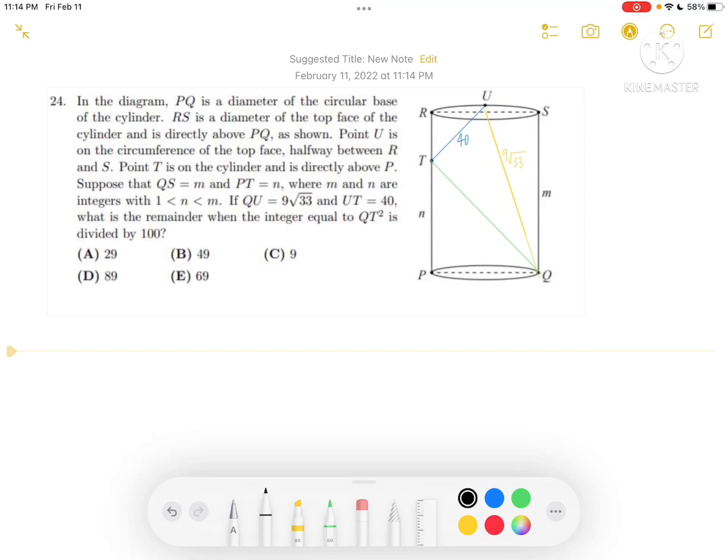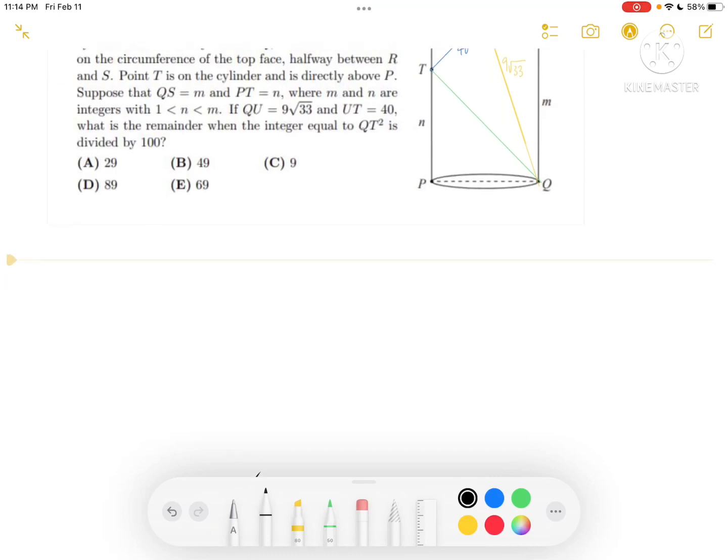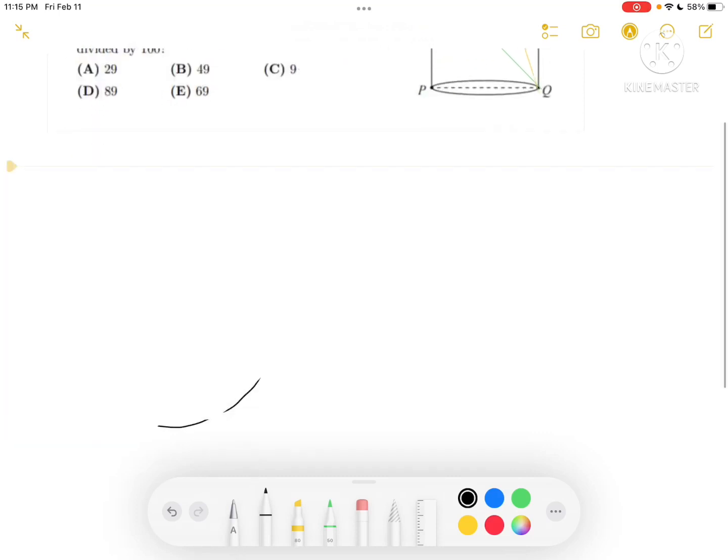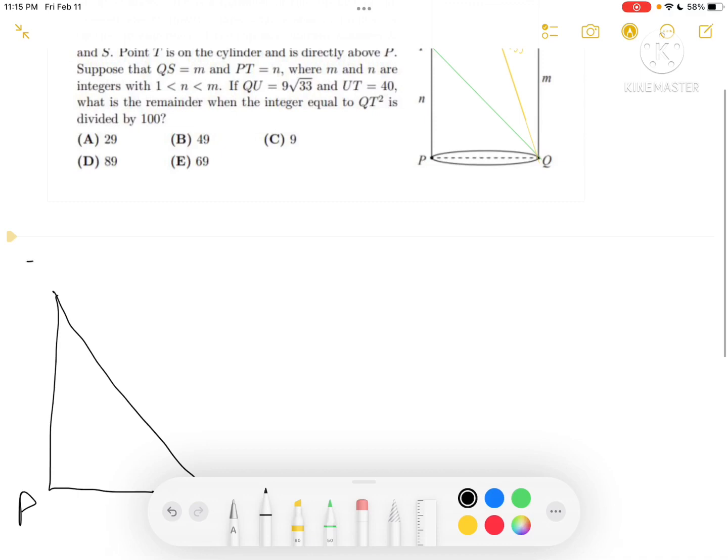Now I have labeled UT to have a length of 40 and QU a length of 9 root 33. Let's observe our diagram. Since it's a cylinder and RS is directly above PQ, R and P are connected by a line, so RP should be perpendicular to PQ. Let's draw our triangle. We have P, Q, and T, so we have N.